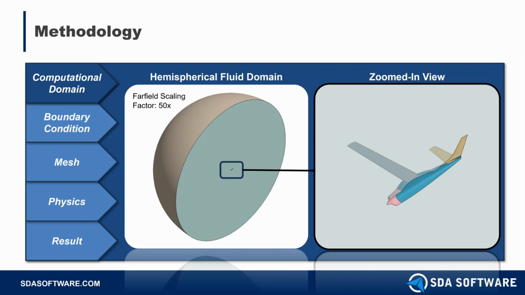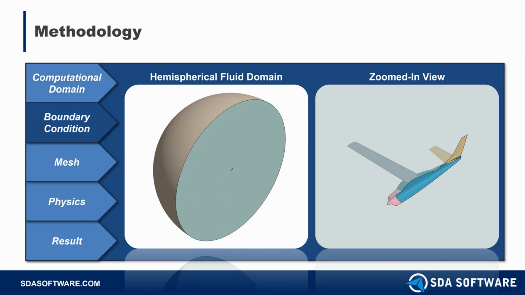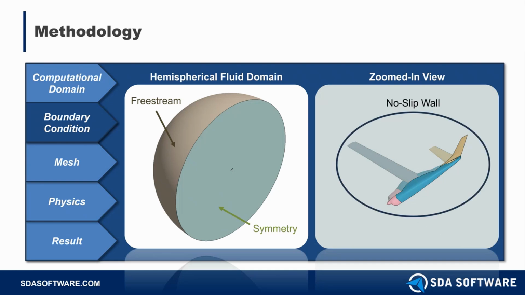And now we can move on to boundary conditions. We are reusing the views from the last slide to highlight the boundary conditions on the fluid domain. For the far field, which is the outer shell here, we have the free stream boundary condition. As we briefly mentioned, we are using the symmetry boundary condition, and it is located at the center plane, cutting across the aircraft and the hemisphere. And finally, the rest of the aircraft surfaces are just no-slip boundary conditions.